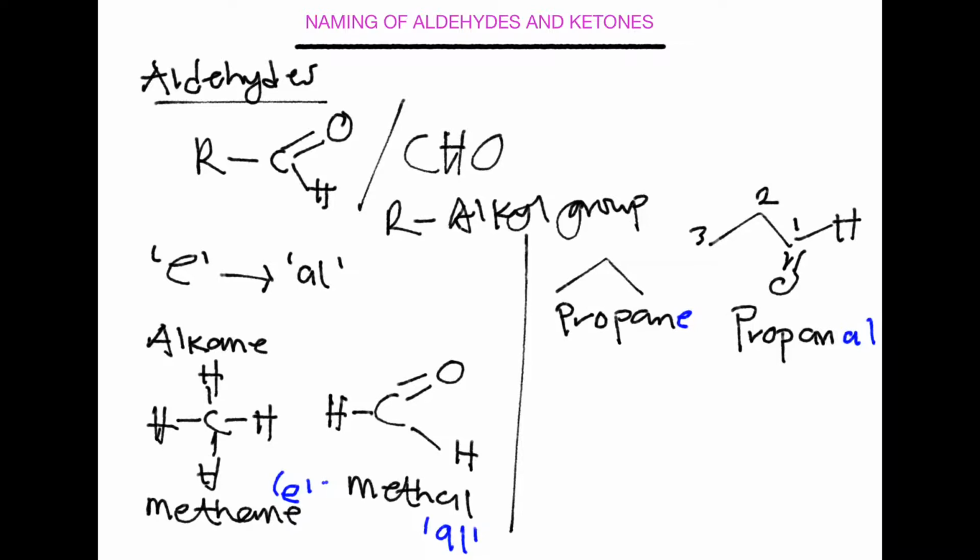Alright, so what is the difference? In this case, we have the E making it propane, but over here we have the Al, which is making it propanol. Good. Let's look at another example.